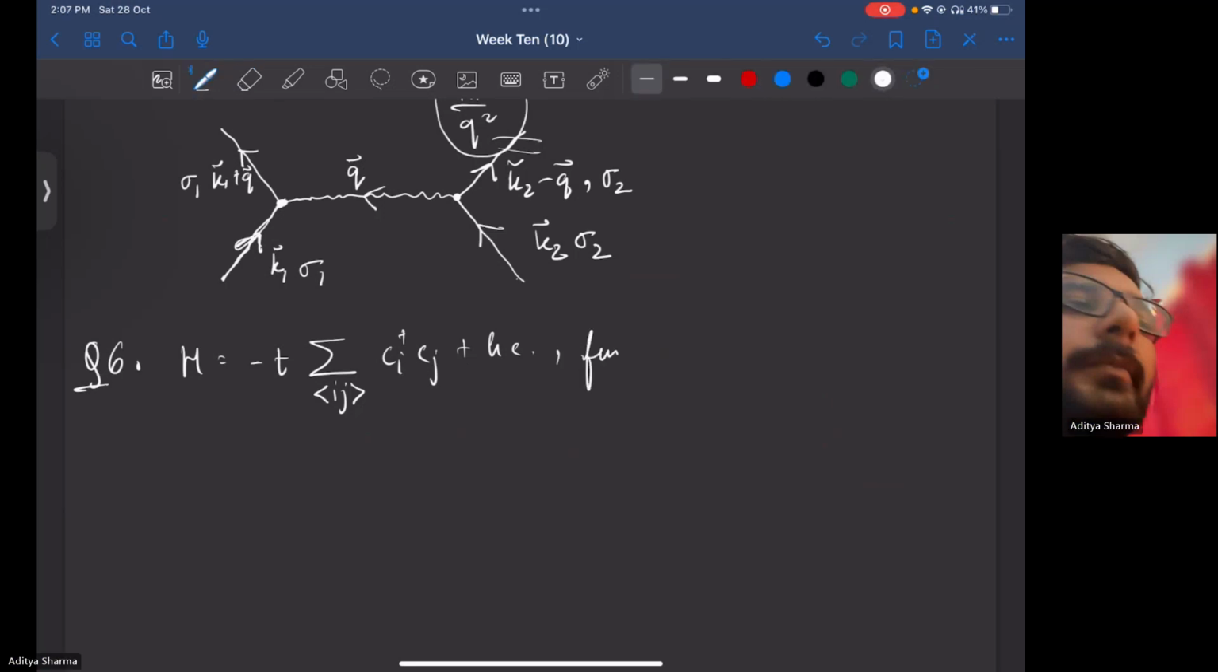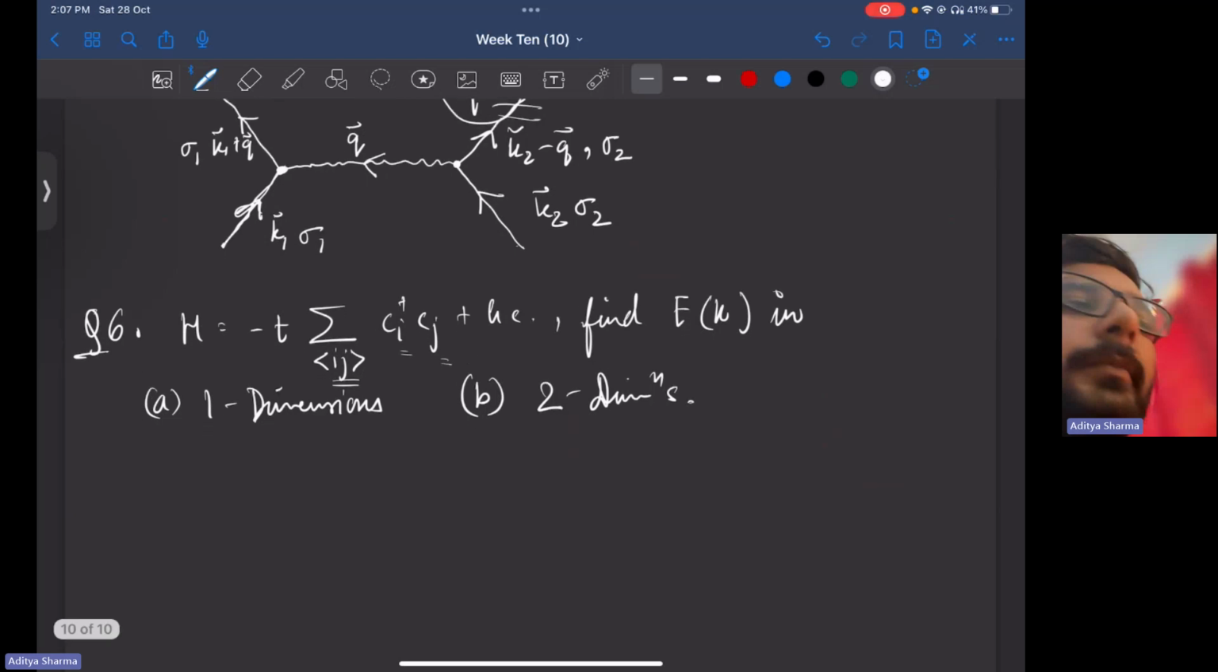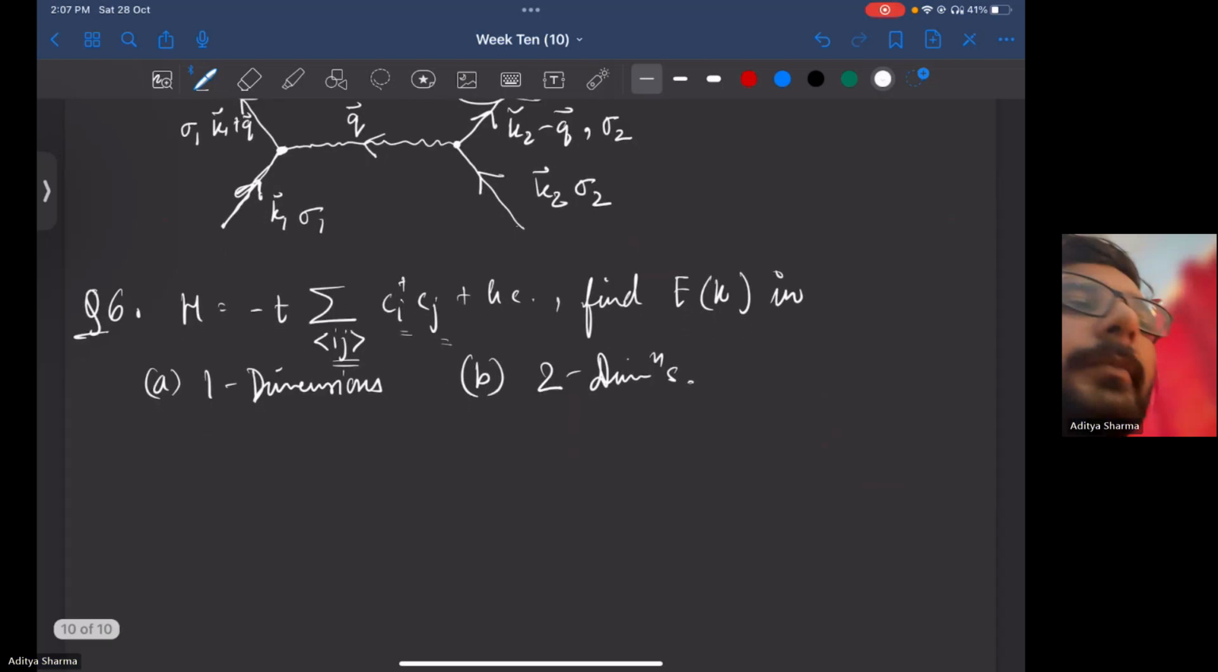Find the dispersion relation, which is, find energy as a function of k, (a) in one dimension, (b) in two dimensions. So this bracket means that you're only going to take the nearest neighbors in the lattice which you're considering. Let's do (a), the one dimension.